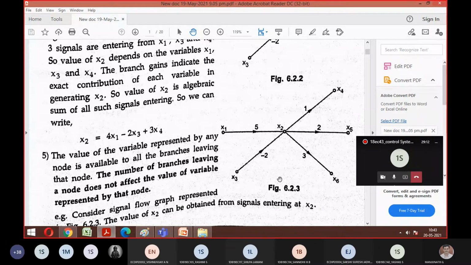From this diagram, can you tell me individually what the answers are? You can see x2 is a point at which two signals are entering. Then x4 is leaving, x5 is also leaving, and x6 is also leaving. Sarina? So from this, what is the output? Is it clear? Everyone, is it clear? So this is an example.